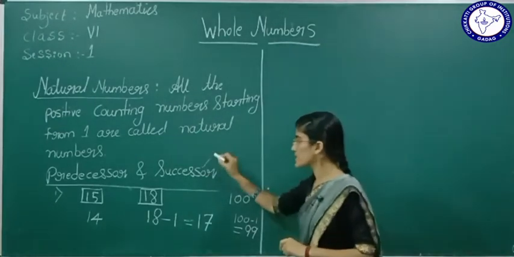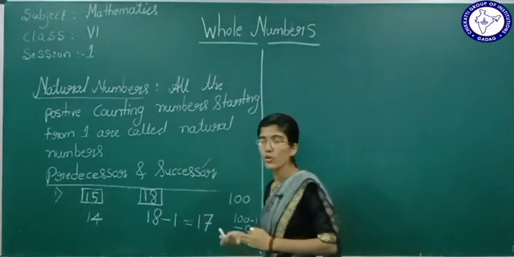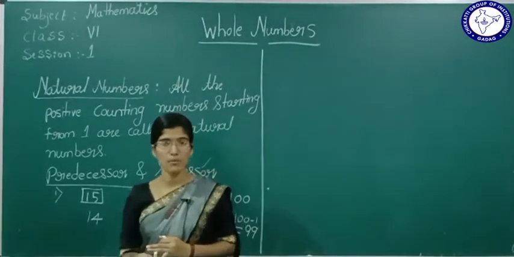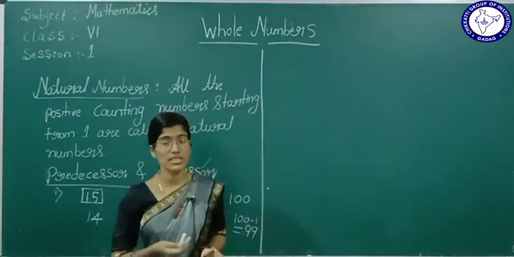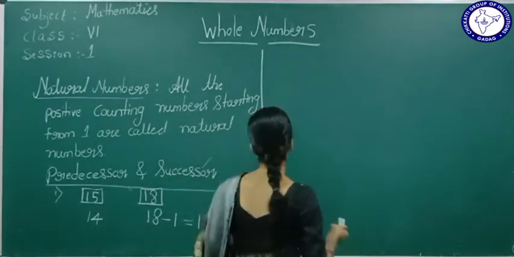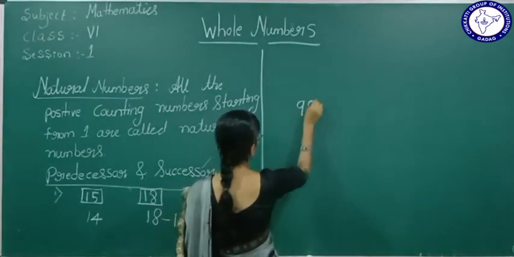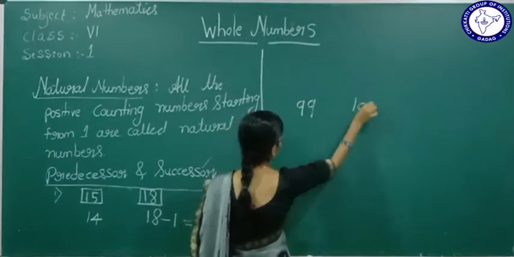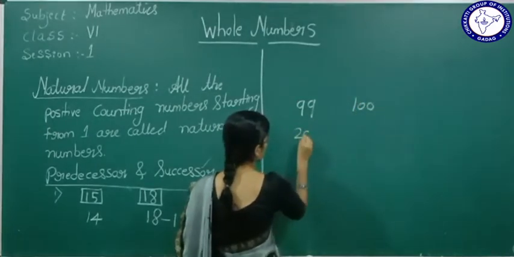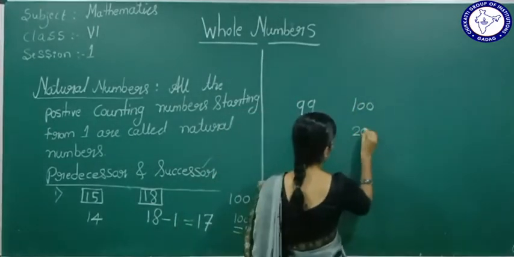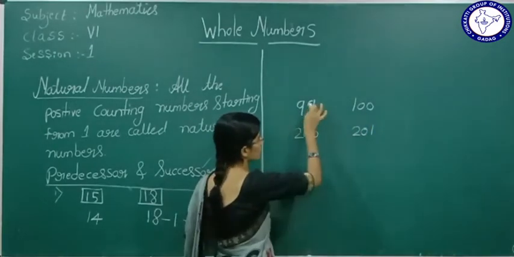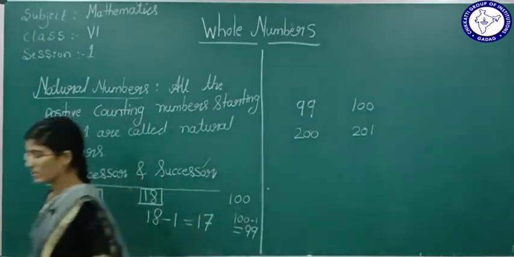What is successor then? If we add 1 to any natural number, then we will get the successor of that number. If I ask you, what is the successor of 99? You will tell 100. What is the successor of 200? You will tell 201. You are going to add 1 here.